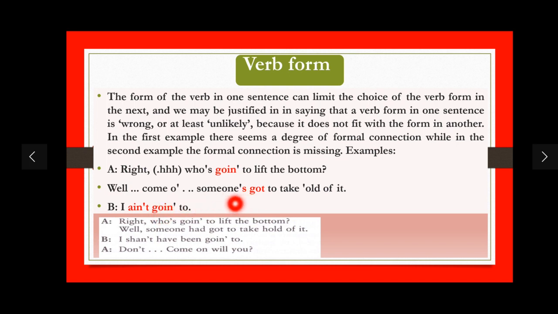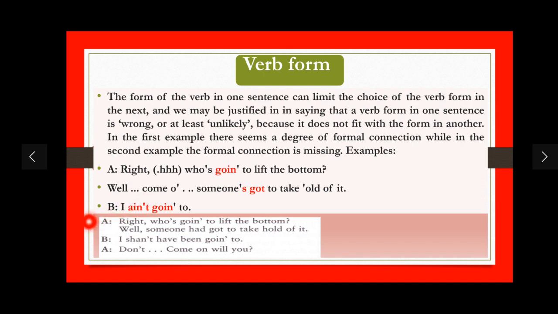Don't confuse it, okay, as perfect tense. It's present tense. It is used as an expression that someone has got to take all of it. So all three verb forms are in present tense. That's why this sentence is linked with this one, and this sentence is linked with this one. So there exist formal links through verb form.